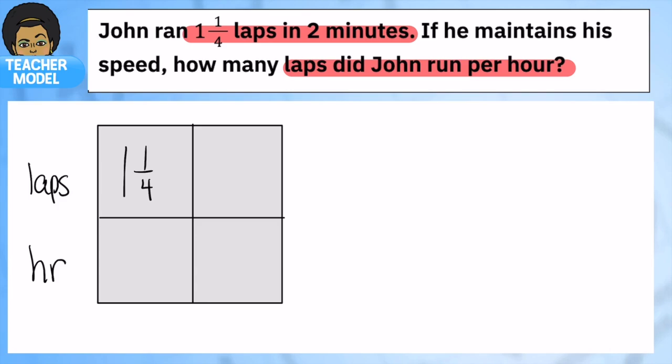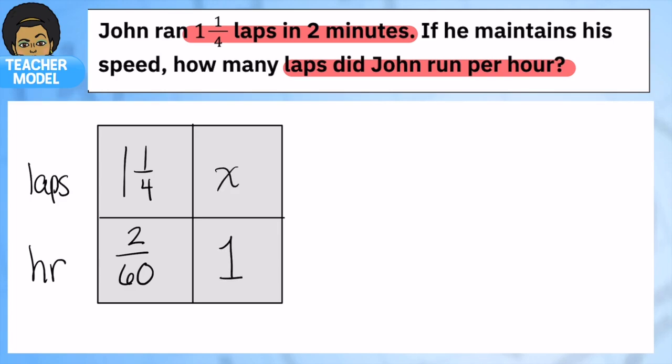And how can I express 2 minutes in the context of hours? What do you know about minutes and hours? Well, I know that it takes 60 minutes to have an hour, and we only have 2 of them. So we have 2 out of the 60 minutes we need to make an hour. So I've just expressed what we have as a fraction. So we're going to have some complex fractions here, obviously. And we want to know how many laps if he runs for 1 hour.